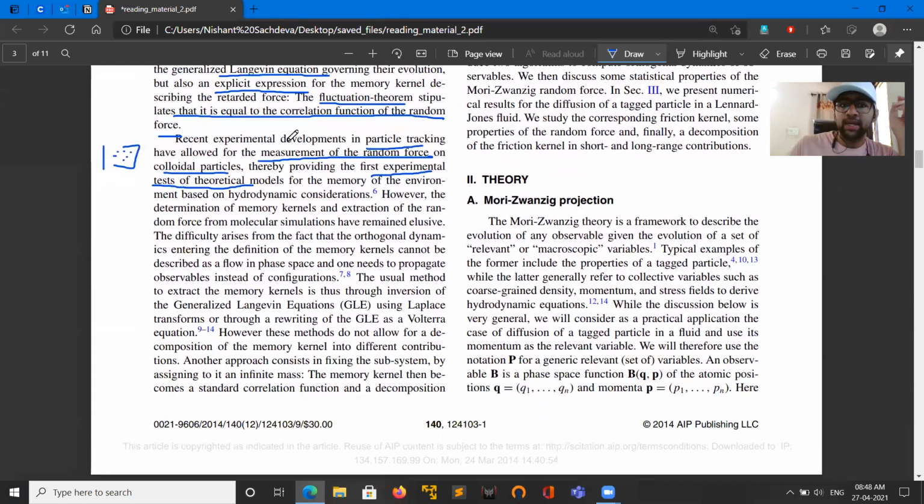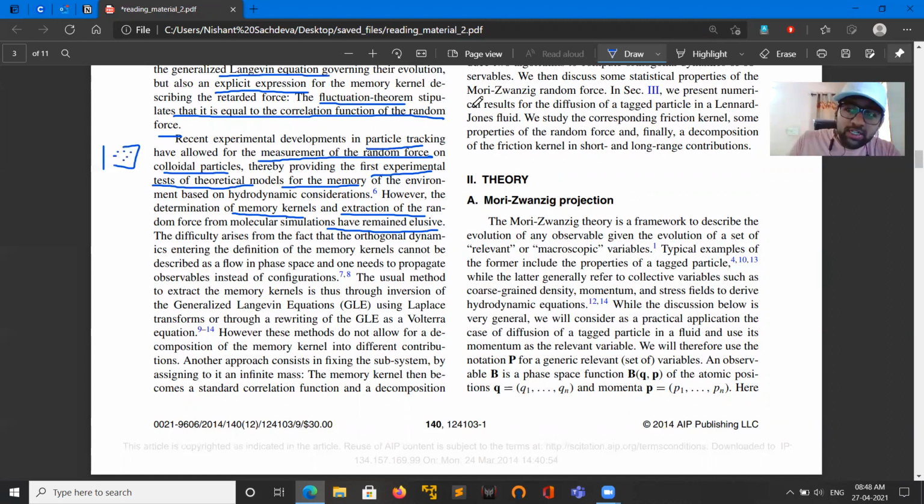So that's what happens. Recent technological developments have helped in that area. Once we are able to test our models, we are able to see if the memory actually works or not. We say it has memory, but what exactly is meant by memory, that we are able to study. Now, the determination of memory kernels and the extraction of the random force from molecular simulations have remained elusive. So this is something that we have to live with.